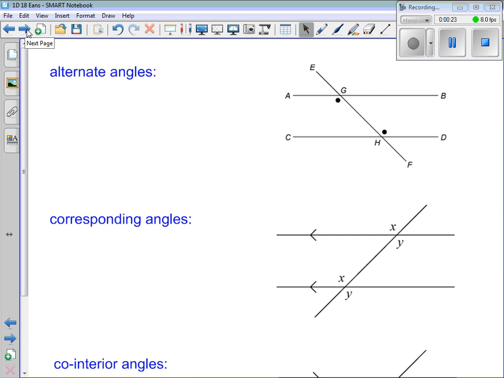So this is the situation that I've described. We've got two lines here, AB and CD. These two lines are parallel to each other. And we've got this third line labeled EF here, which cuts across those two parallel lines. This line EF is called a transversal. Okay. Because it transverses our two parallel lines here.